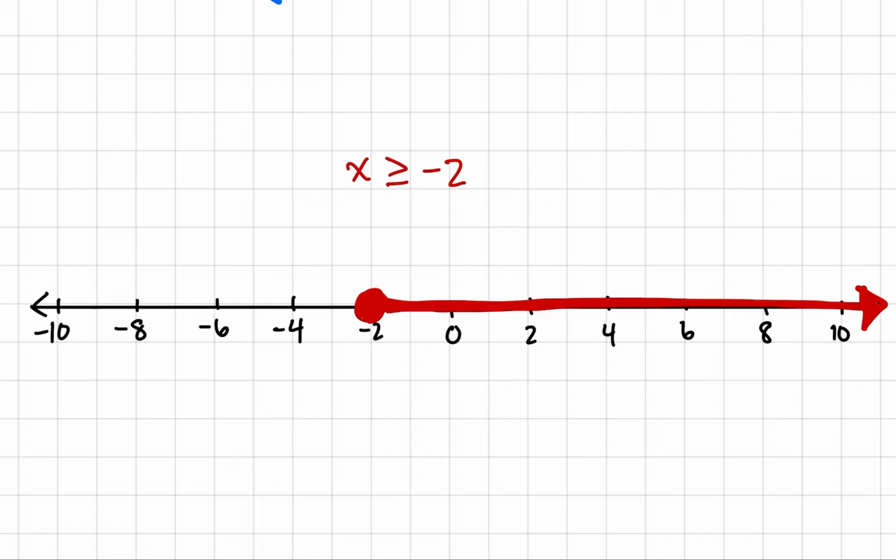So the highlighted region here starts at -2 and ends at infinity. We are including -2, so square bracket. We are not including infinity because you cannot get to infinity. It's an idea, not a number.